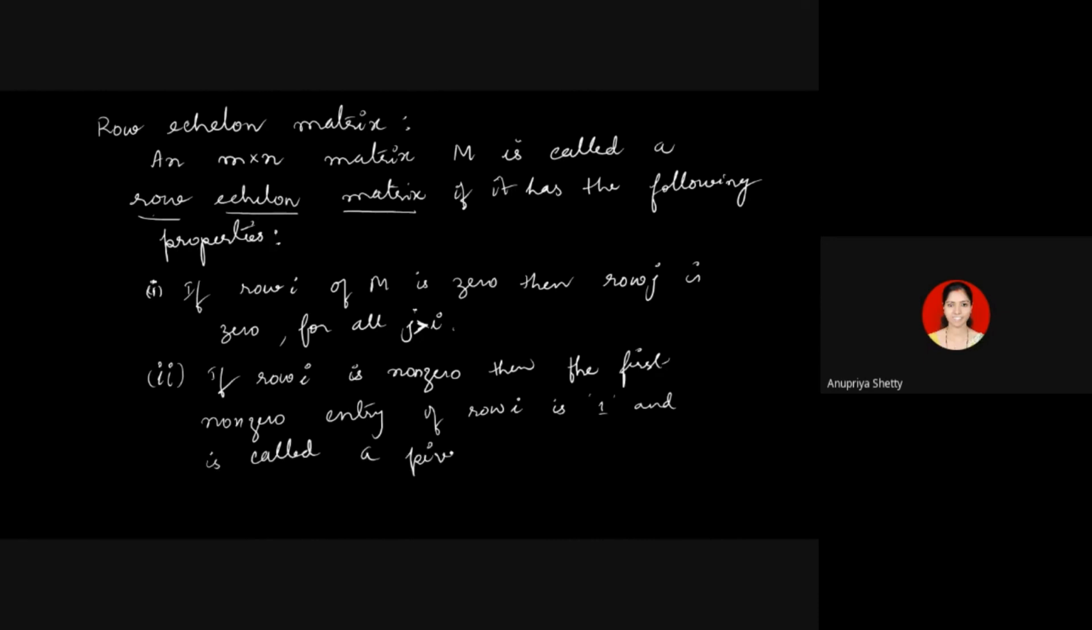You call it a pivot of that row. If there is a non-zero row, what do you mean by non-zero row? There is at least one non-zero entry. When you move along that row from left to right, that's how we read a row, right? Just like Reshma read the 3 rows. When you look at that row, the first non-zero entry that you get should always be 1, integer 1. And that first non-zero entry of a row is called a pivot. It should always be 1, no other number.